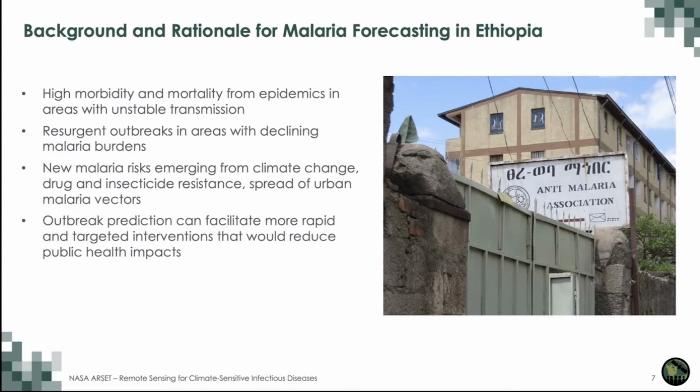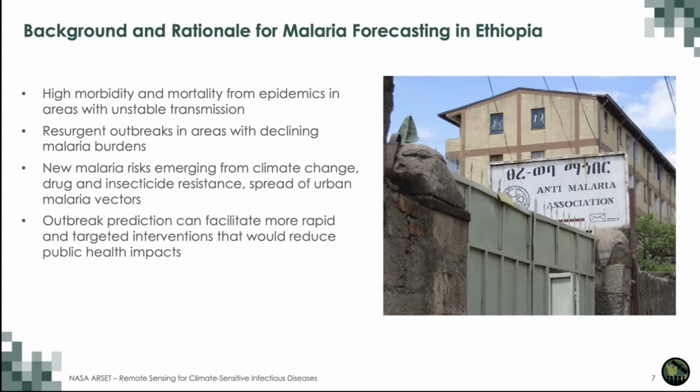So why malaria forecasting? Let's talk a little bit more about Ethiopia. Ethiopia is historically an area with what's called unstable transmission. So there's actually a relatively low and variable burden of malaria. But what that means is that humans generally do not develop acquired immunity to the disease. So when we do get outbreaks occurring under the appropriate conditions, they can actually be very large, and they have really high rates of morbidity and mortality, particularly in the adult population. And this is compared to other parts of Africa where malaria is endemic.